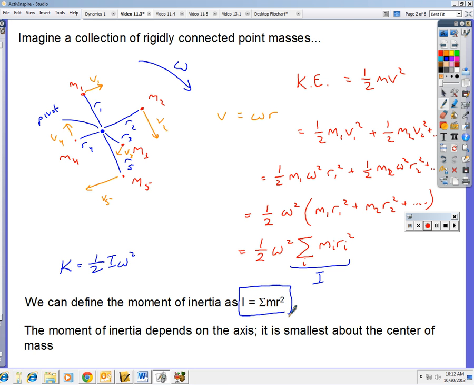Now notice that the moment of inertia depends on the axis. In general, you're going to have the smallest moment of inertia when the average distance from the axis is smallest. And so that means something rotating about its center of mass is going to have a smaller moment of inertia than something that is rotating about its edge.